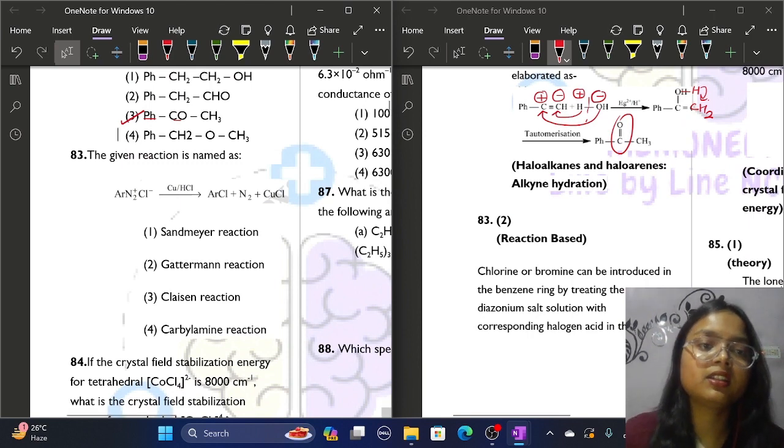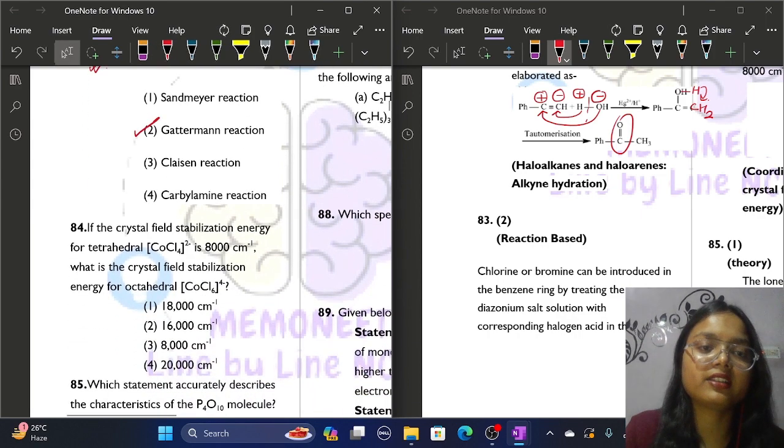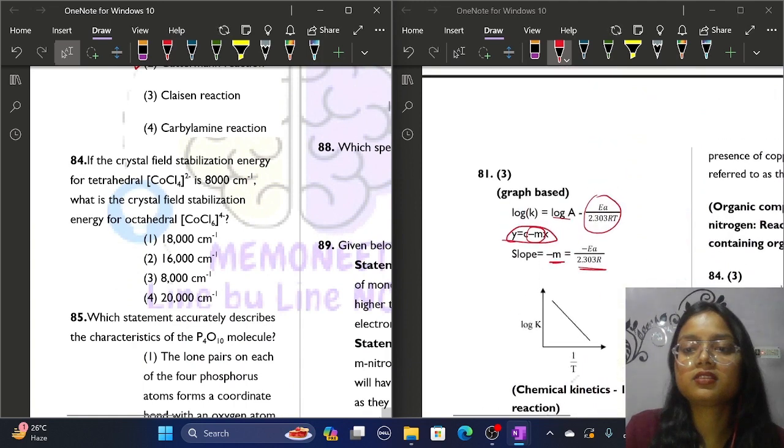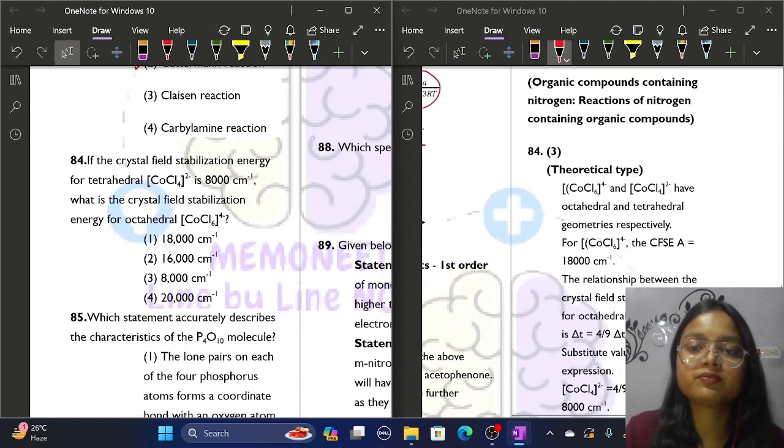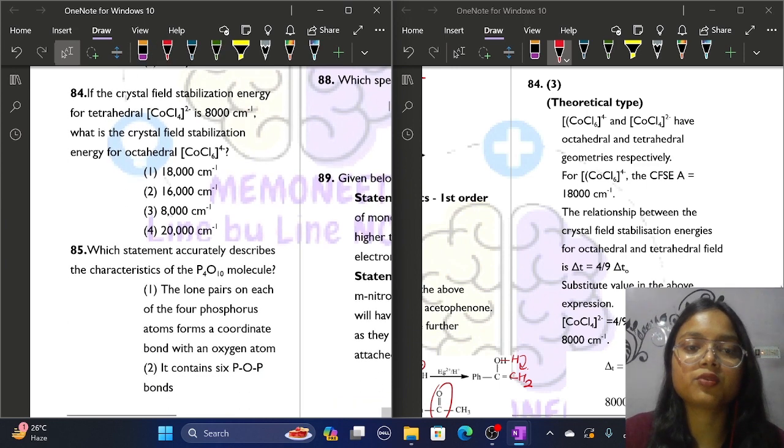For question number 83, the given reaction is a name reaction. We have to remember this name reaction. It is the Gattermann reaction. For question number 84, if the crystal field stabilization energy for the tetrahedral CoCl4 2- is 8000, what is the crystal field stabilization energy for the octahedral CoCl6 4-?